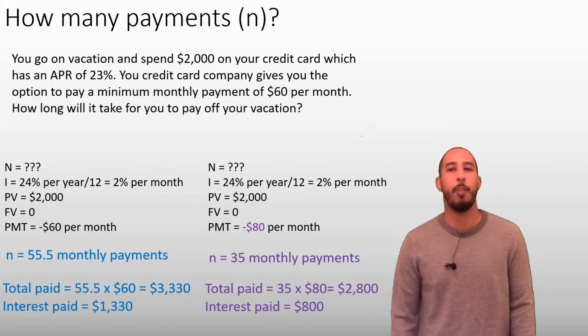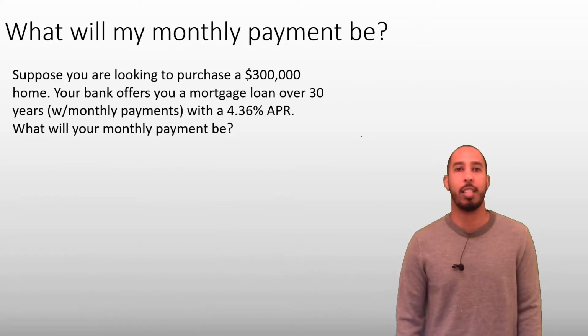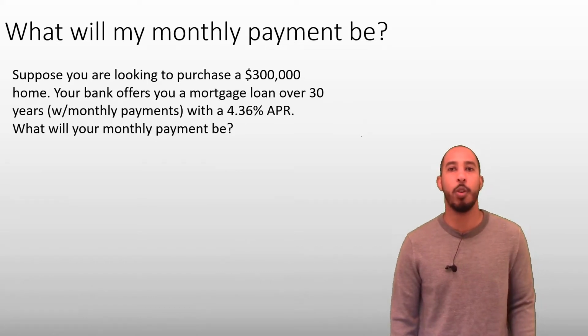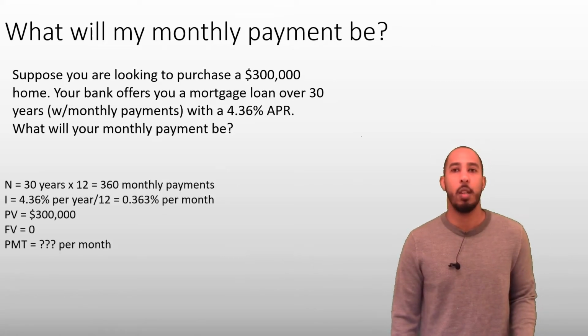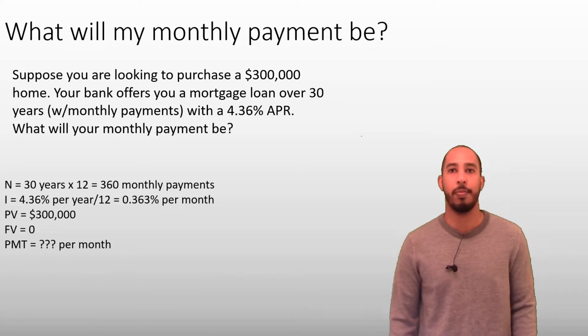Let's finally solve for a payment, PMT. Suppose you want to buy a house which costs $300,000. Your bank offers you a 30-year mortgage with a 4.36% APR. What would your monthly payment on this mortgage be? Setting up our chart, we'll make N equal to 360 months. That's a 30-year loan with 12 payments a year.